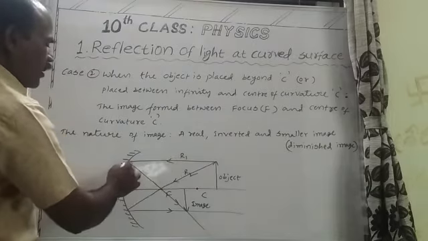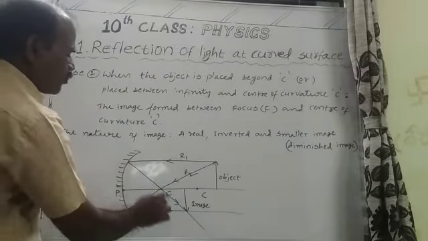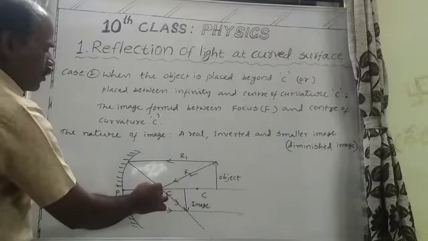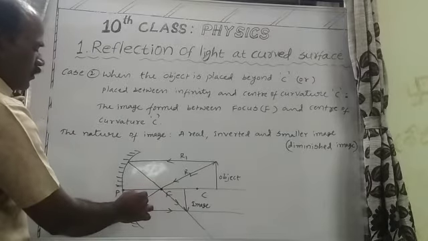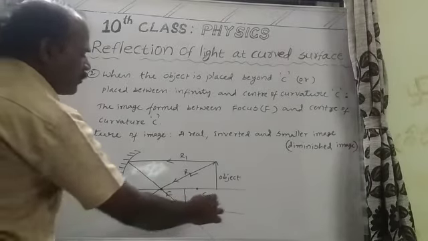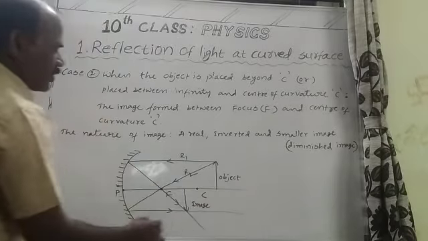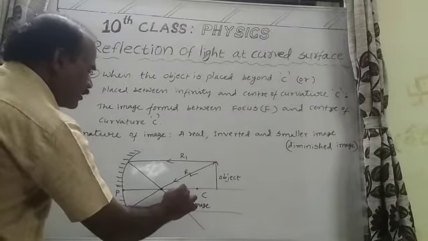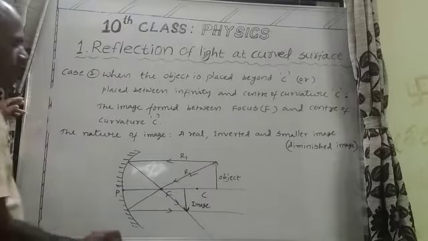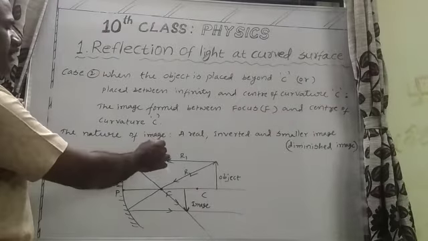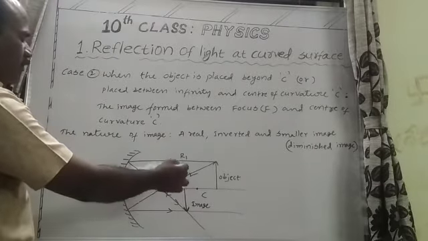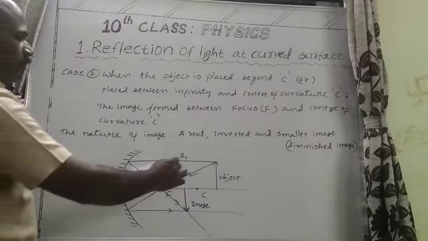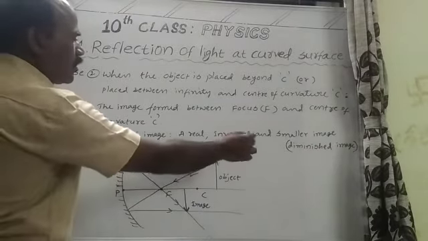This is the R1 ray, the reflected ray passing through the focus. R2 ray passing through the focus, then the reflected ray parallel to the principal axis. These two rays intersect at one common point, that is the image point. The nature of the image is a real image. Real image means the image formed in front of the mirror, inverted and smaller in size.